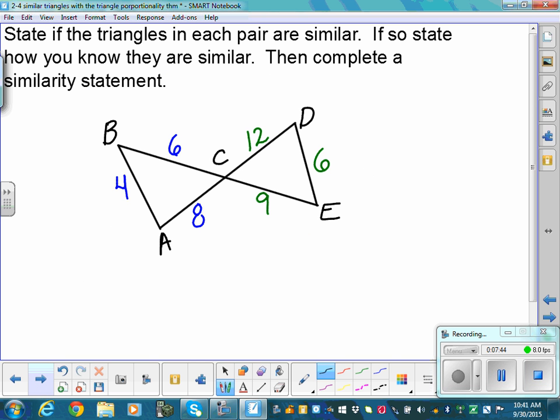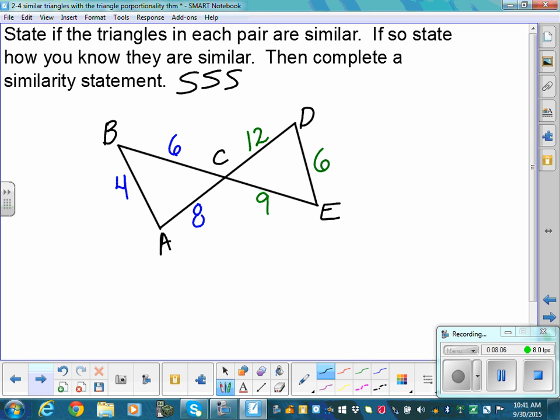All right. So it says, state if the triangles in each pair are similar. If so, state how you know they are similar. Then complete a similarity statement. So there's a couple different ways to do this one. Now notice we're given all 3 sides. So I'm going to try side, side, side. That's quick, fast, and in a hurry. So I'm going to say if it is, it'll be by side, side, side. But you can't just say that without checking.